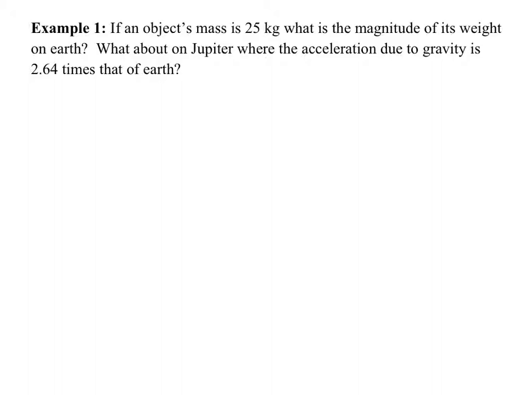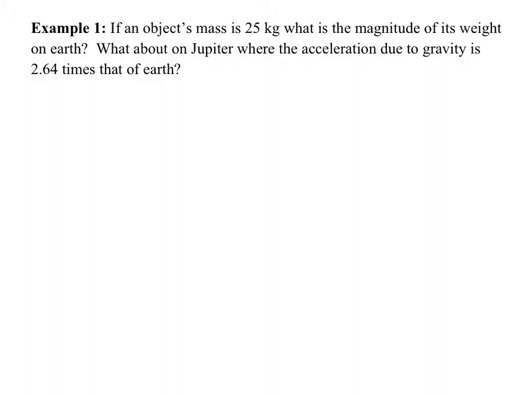And then what about on Jupiter, where the acceleration due to gravity is 2.64 times that of Earth? So it's 2.64 times more, or a factor of 2.64 increased by that 9.81. So let's do the first part, which is easy, then the second part, which is not so hard either.